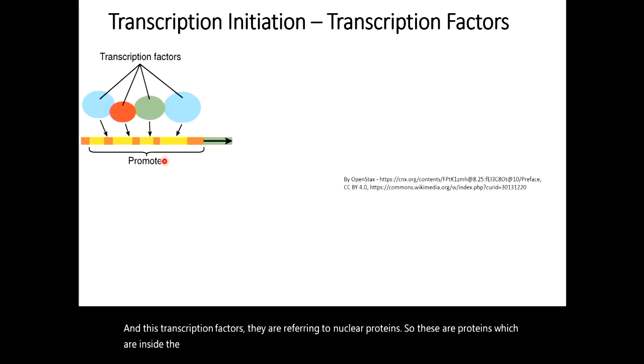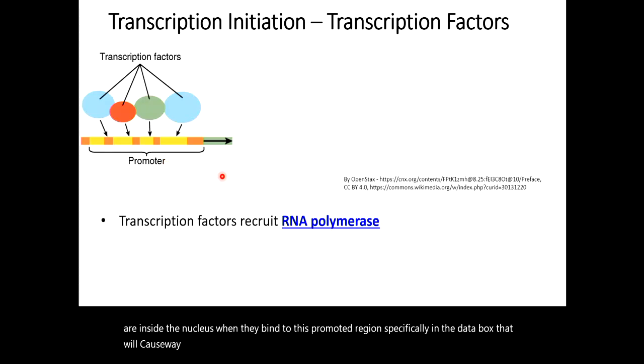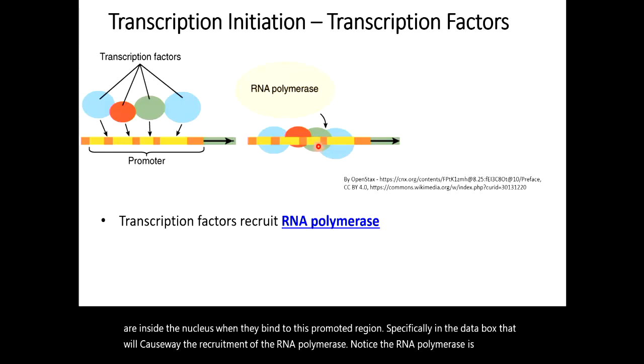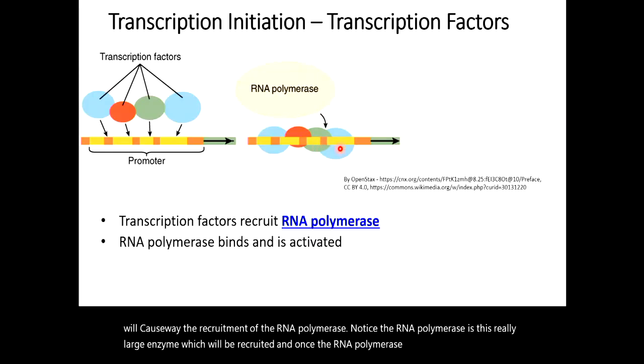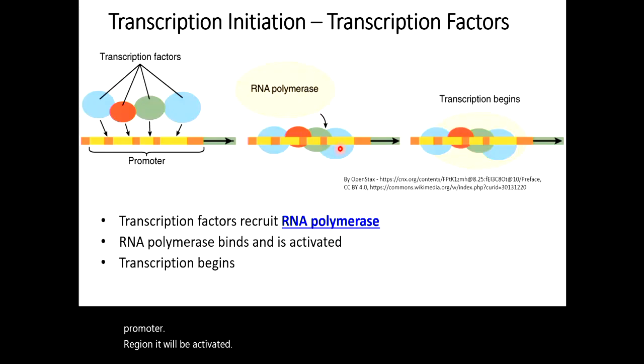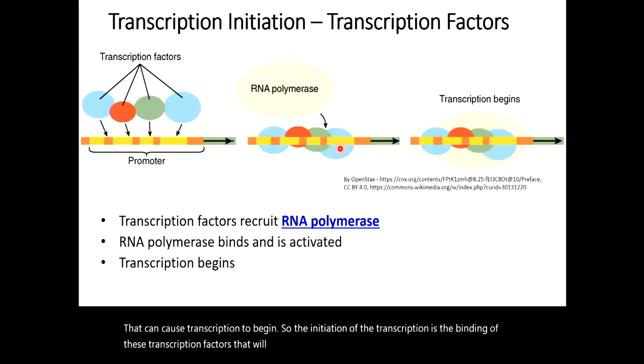When they bind to this promoter region, specifically the TATA box, that will cause the recruitment of the RNA polymerase. Notice the RNA polymerase is this really large enzyme which will be recruited, and once the RNA polymerase binds to this promoter region, it will be activated, and that can cause transcription to begin. So the initiation of transcription is the binding of these transcription factors that will bring in the RNA polymerase, and that can start transcription.